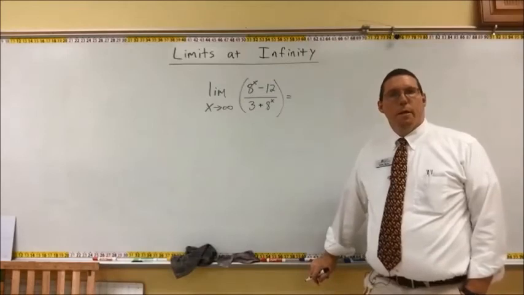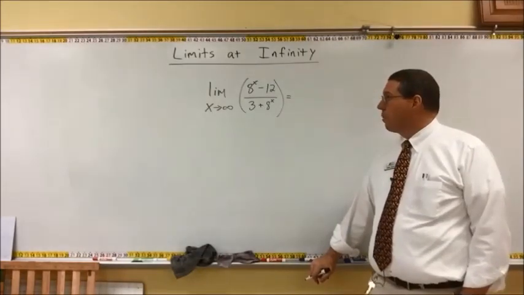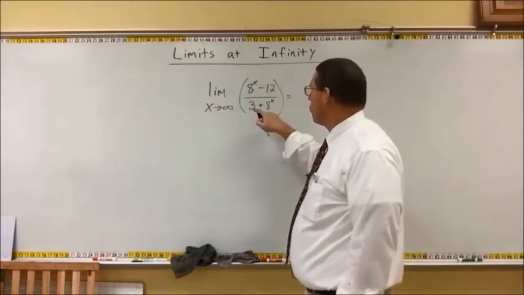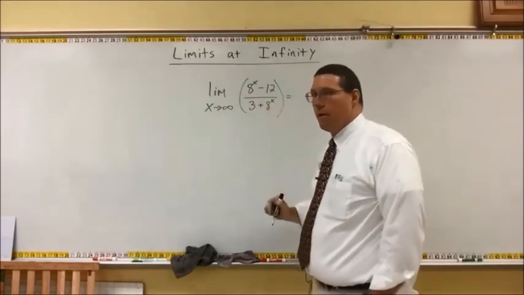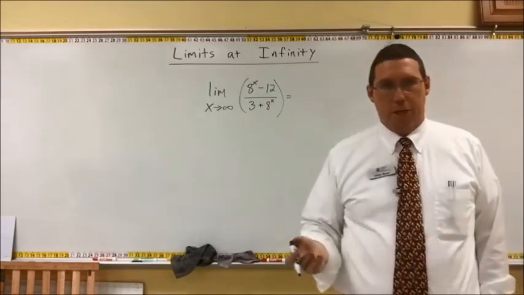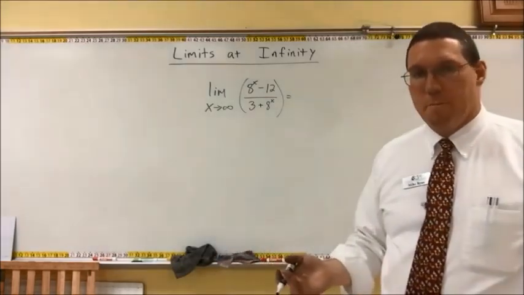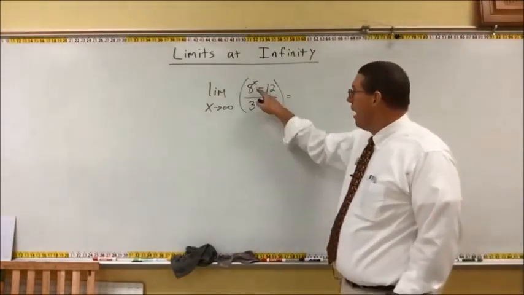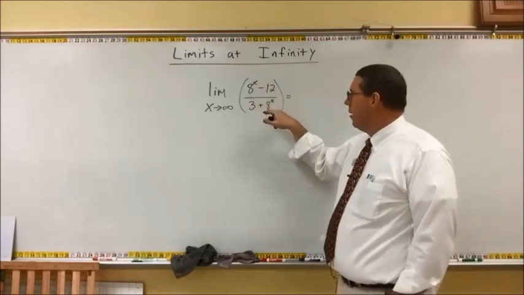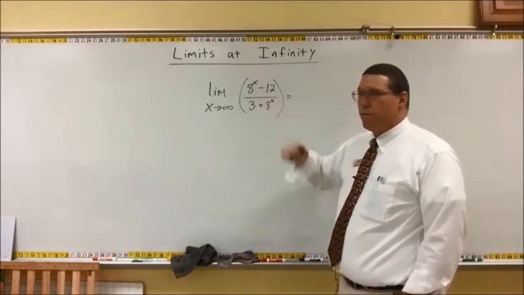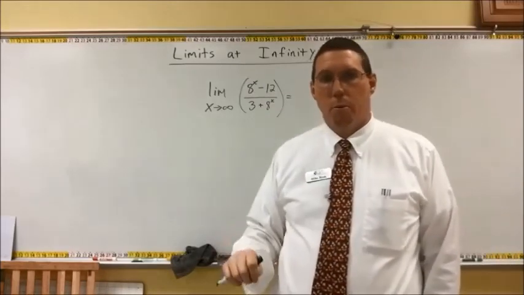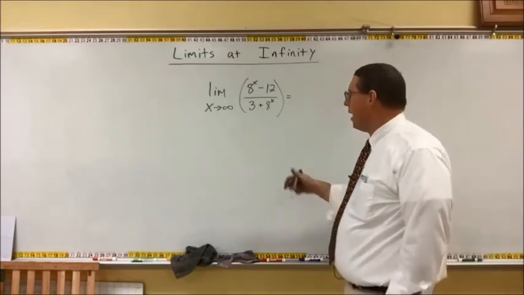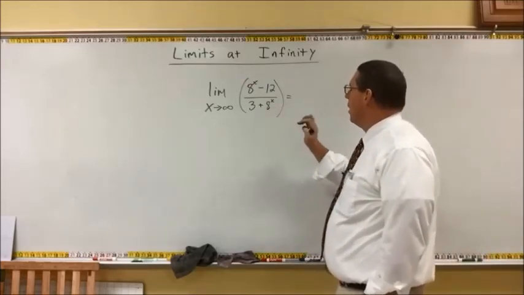Okay, so let's look at this one. We've got the limit as x approaches infinity of 8 to the x power minus 12 over 3 plus 8 to the x power. Now you're going to need to use a little bit of your imagination to understand what I'm about to explain. But in order to solve this, the first thing we want to ask ourselves is, we have an exponential term. And usually when you see these, you'll see the same base in the numerator and the denominator. It's a little more complicated when it's not the same number. Not that complicated, but a little more. So here's the deal.